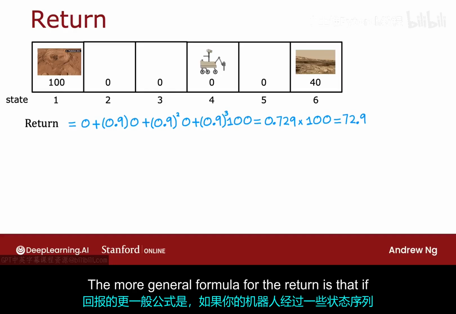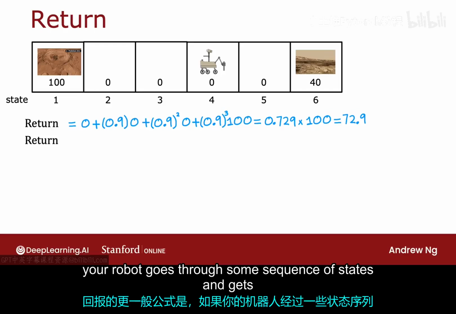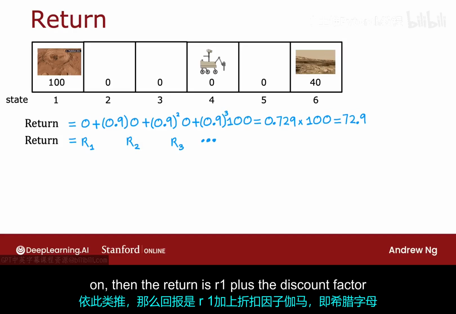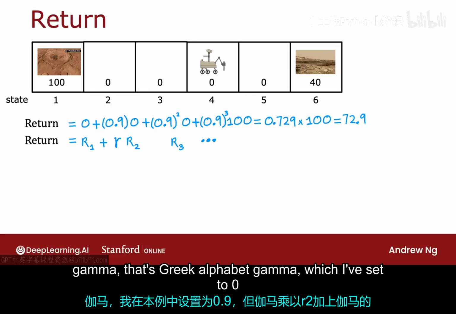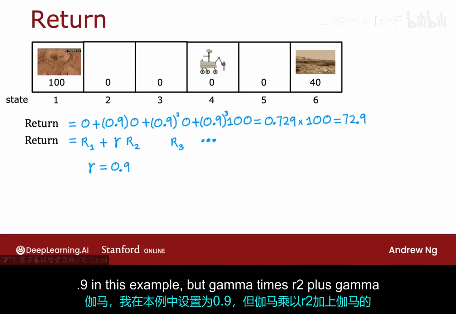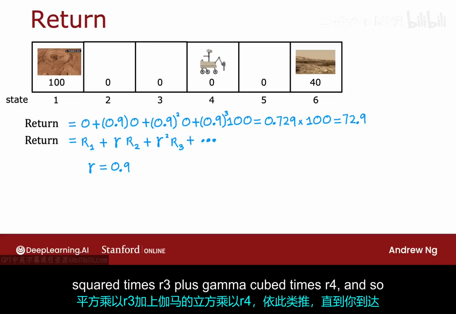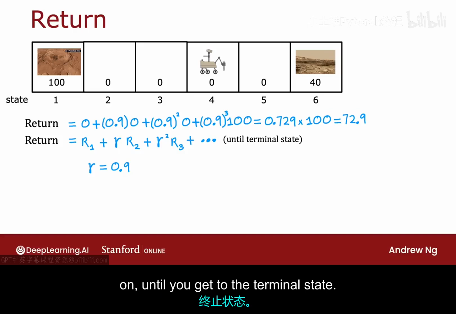The more general formula for the return is that if your robot goes through some sequence of states and gets reward R1 on the first step, R2 on the second step, R3 on the third step, and so on, then the return is R1 plus the discount factor gamma, that's the Greek letter gamma, which I've set to 0.9 in this example, but gamma times R2 plus gamma squared times R3 plus gamma cubed times R4, and so on until you get to the terminal state.